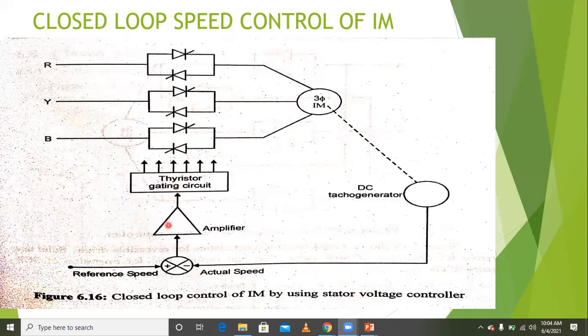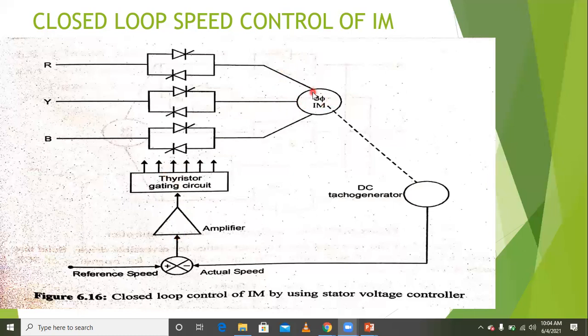Am I right or not? If the reference speed is greater than the actual speed, there is an error signal voltage fed to the amplifier, which amplifies the voltage and gives it to the thyristor gating circuit. In this circuit the conduction period of the SCRs increases. The increased stator voltage allows the development of an increased motor torque.